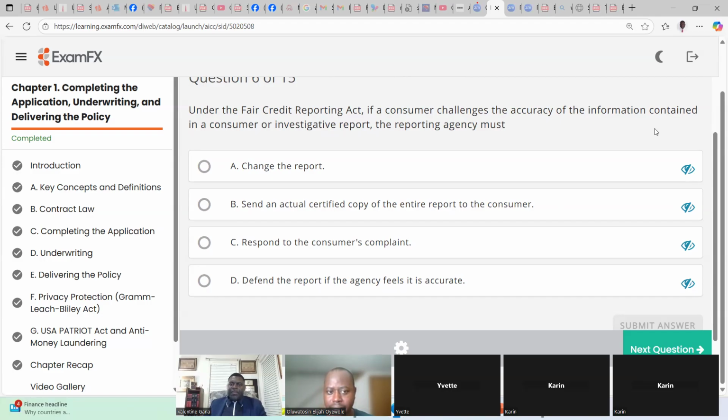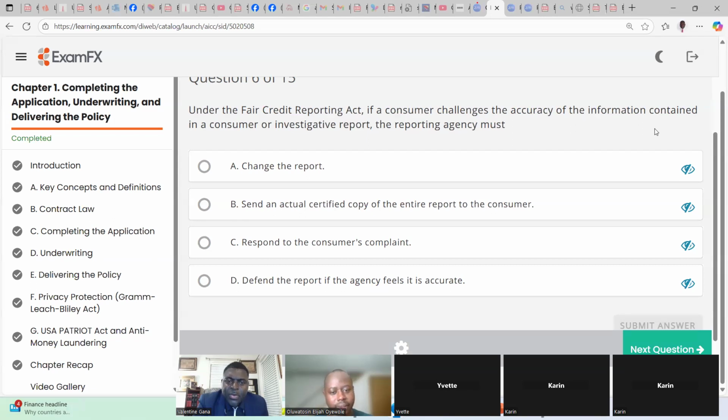That's another fair credit reporting. If the consumer challenges the accuracy of the information contained in a consumer or investigative report, the reporting agency must. And which answer did you say was the answer, Mr. Oluwatosin? Sending an actual certified copy of the entire report to the consumer. Okay. So you've already eliminated A that says change the report. Yes, it can be changed. You eliminate D also that says defend the report if the agency feels it is inaccurate. So you eliminate that. So we are left now between B and C.